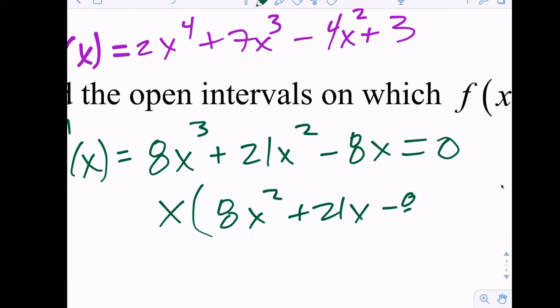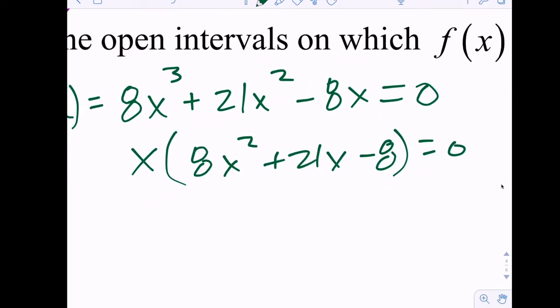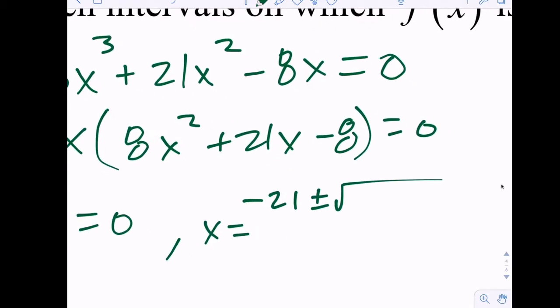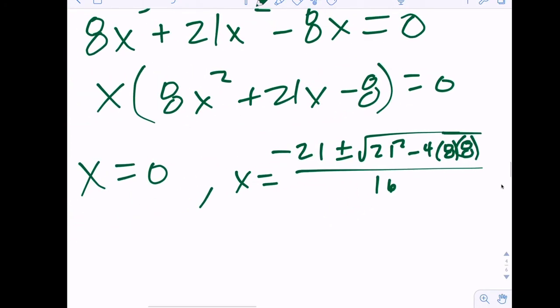I don't think this is going to work. Does it even work? Let's try it. So we know the first factor is x equals 0. And the second factor would be, x would equal the opposite of b, plus or minus the square root of b squared minus 4 times a times c, all over 2 times a, that's 16. What is that going to give us? Not a fun number.